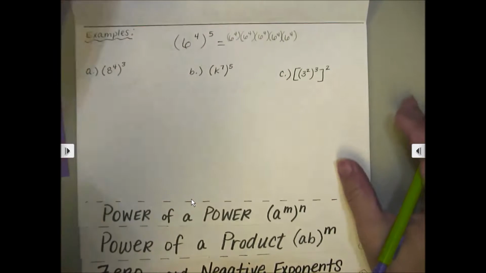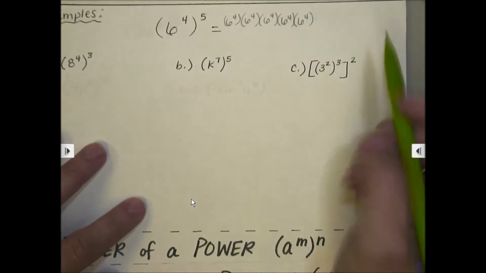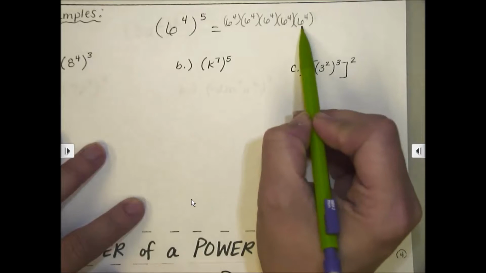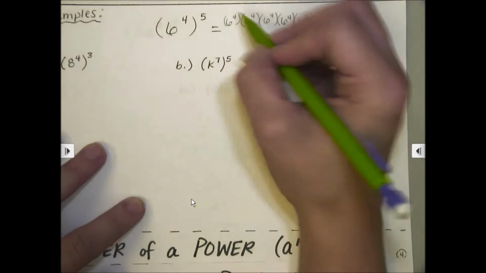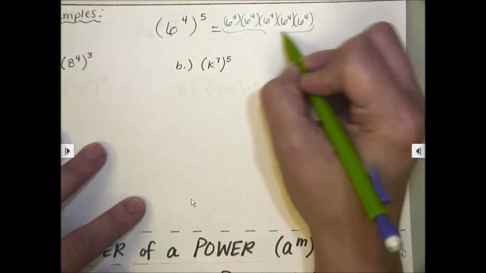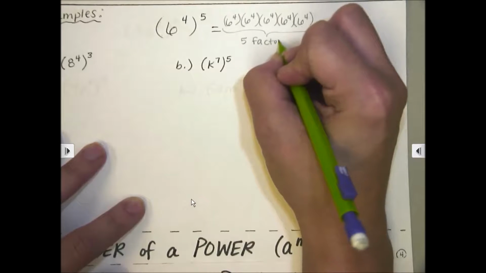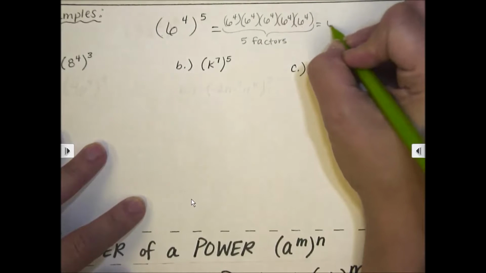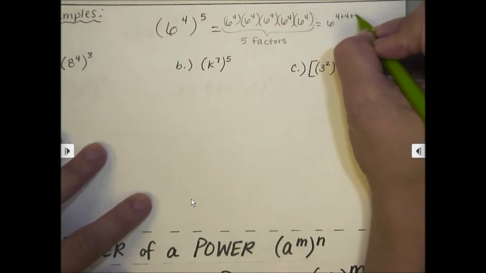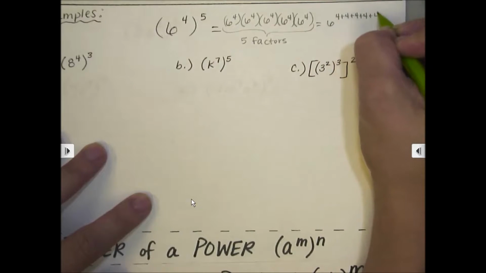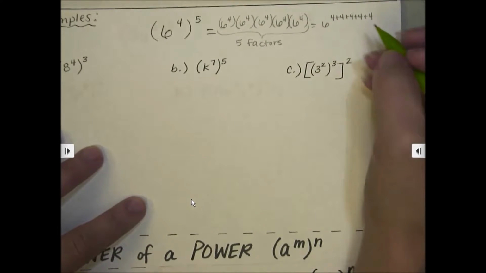Once you have this, it looks just like what we did yesterday. I had the same base every single time. What would I have to do to all these exponents? Add them and put down here that this is 5 factors so we know why we wrote those. So I would keep my same base and I'd have to add all those 4's together. What's that going to equal? 20. You got it.